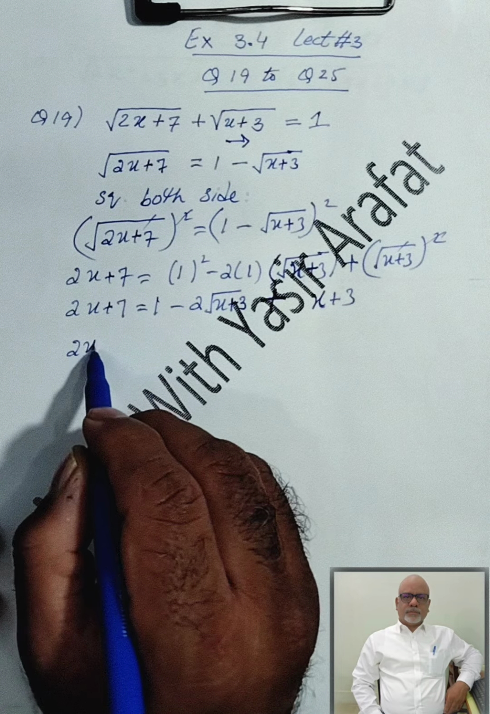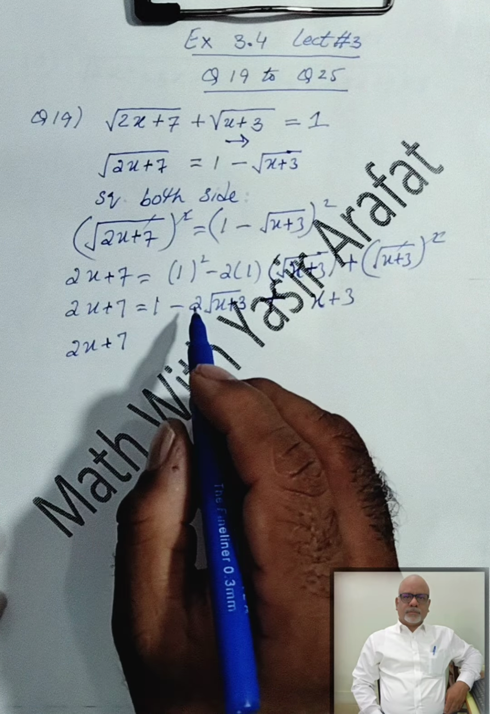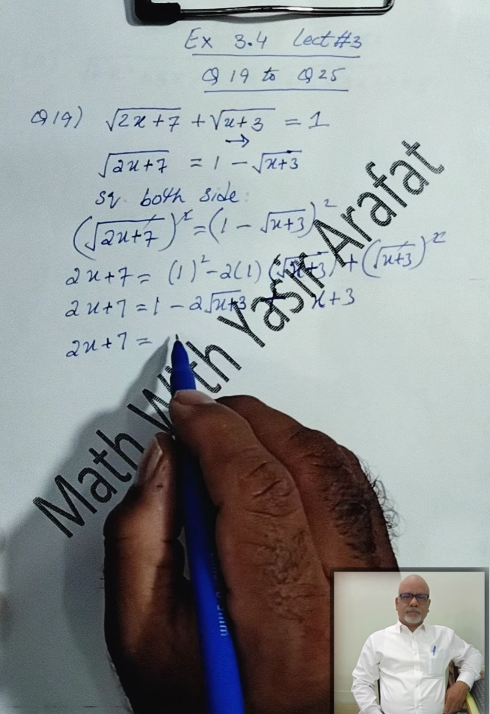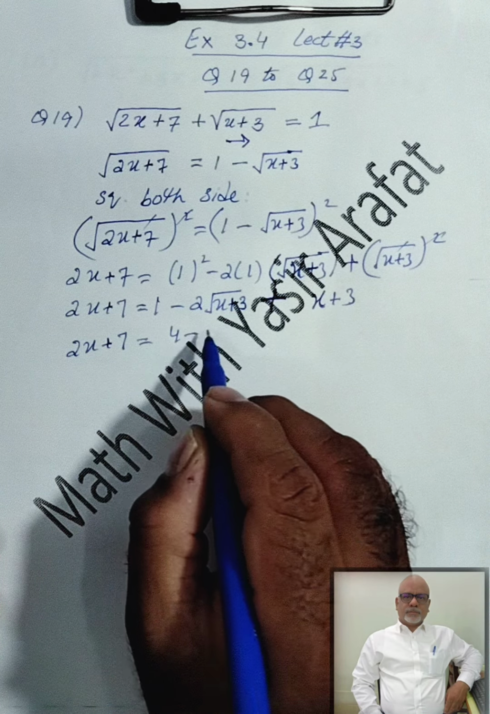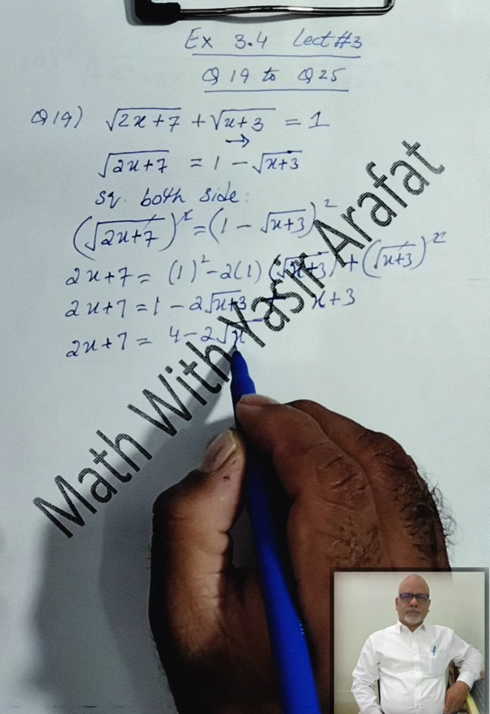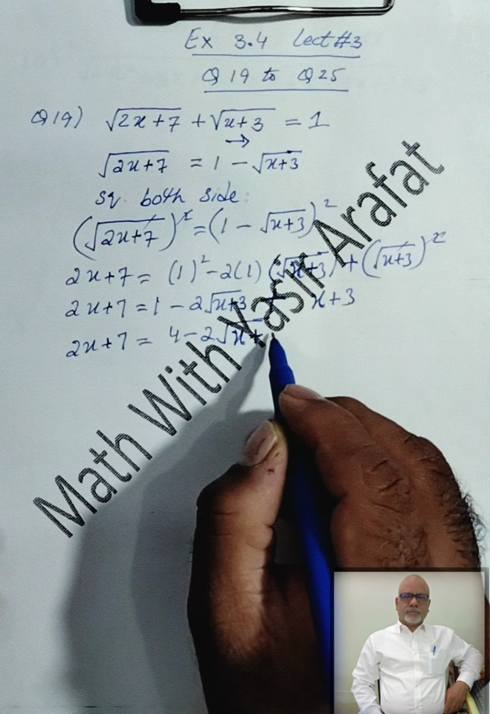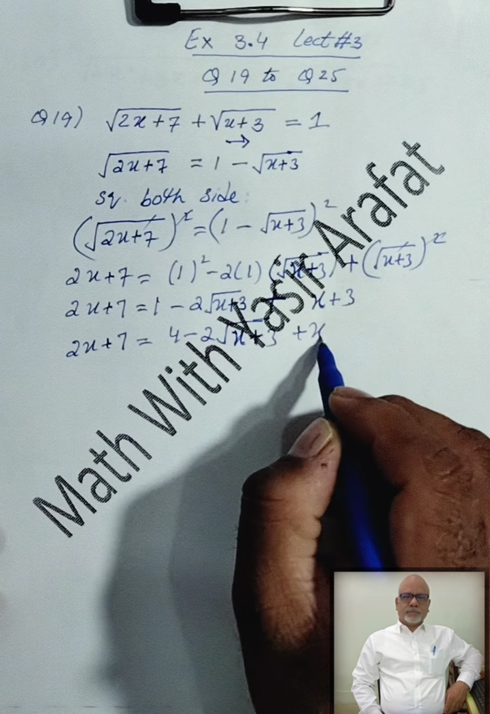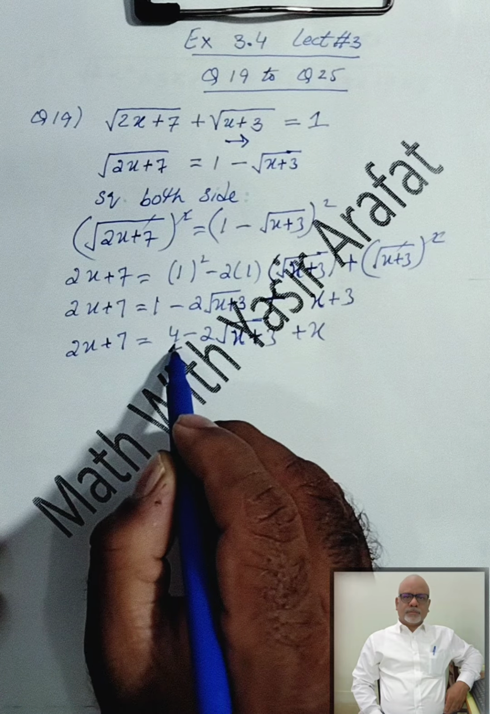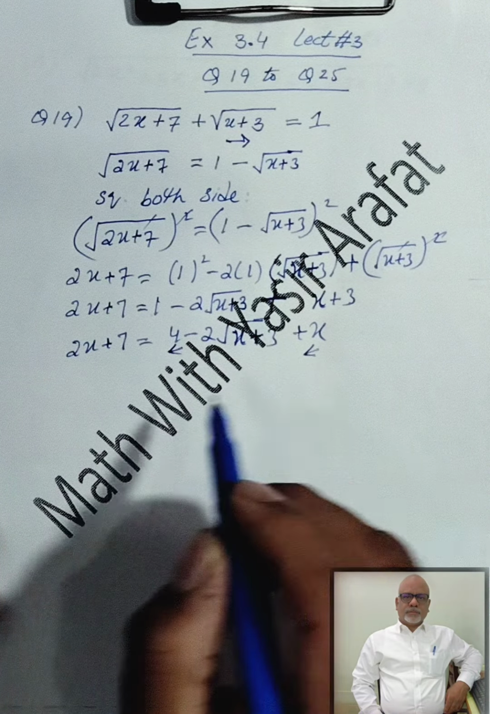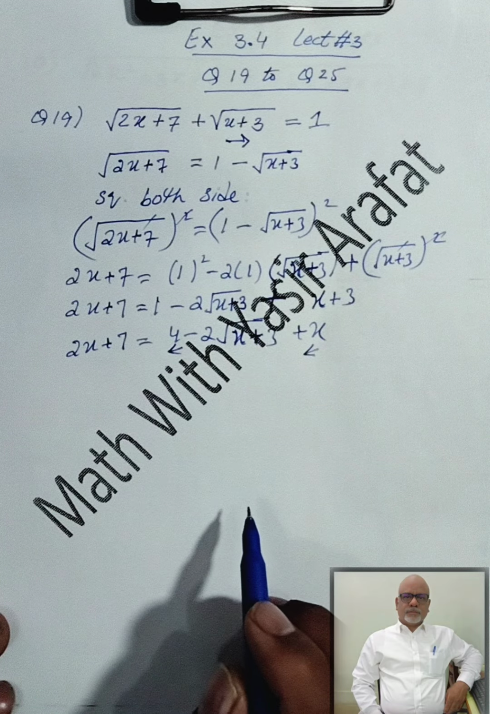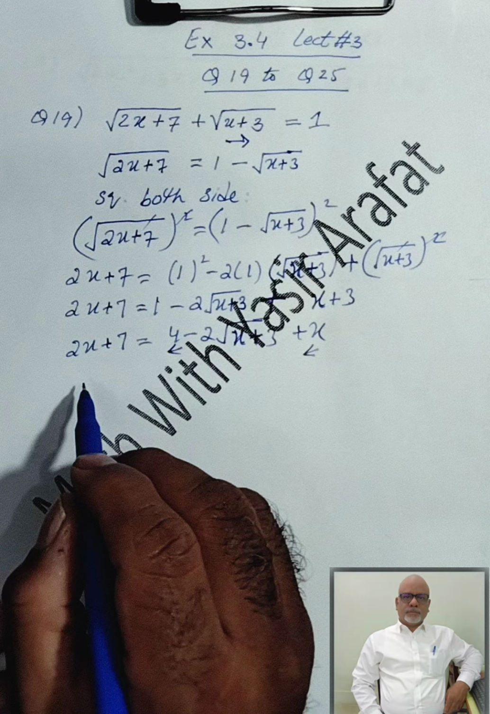So this is 2x plus 7, it is equal to 3 plus 1 is 4, minus 2 radical x plus 3, and plus x. This 3 and plus 1 is 4. Now we have to shift this 4 and this x to the left hand side to separate the single radical, and then we have to take out again a square on both sides.